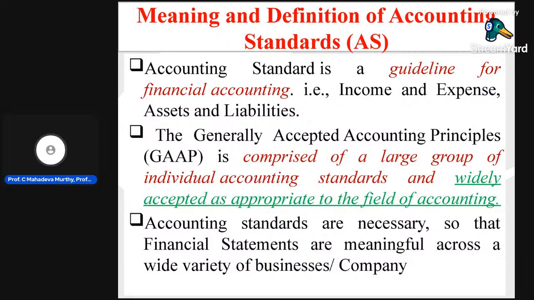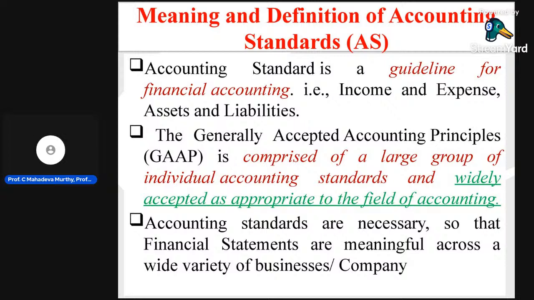Yes, meaning and definition of accounting standards. Accounting standard, this is most important. I explained that. Accounting standard is a guideline for financial accounting: income and expenses, assets and liabilities. Income and expenses, that is the income statement. Assets and liabilities, that is the position statement.